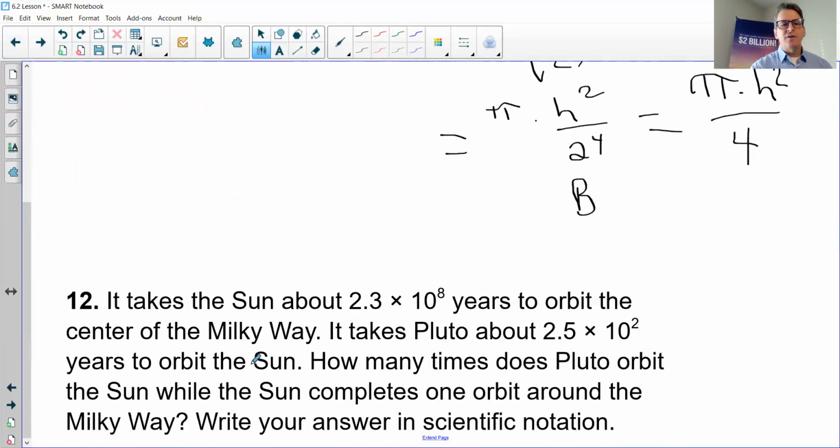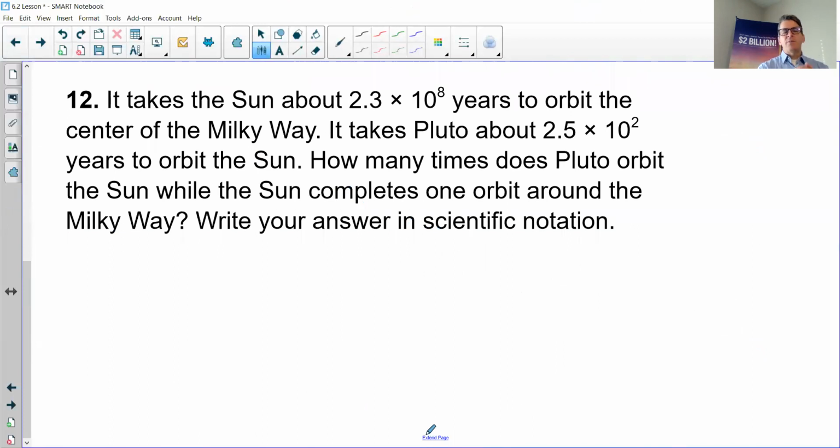And the last on your own, number 12 for today. It takes the sun about 2.3 times 10 to the 8th years to orbit the center of the Milky Way. It takes Pluto about 2.5 times 10 to the 2nd years to orbit the sun. How many times does Pluto orbit the sun while the sun completes one orbit around the Milky Way? Write your answer in scientific notation.